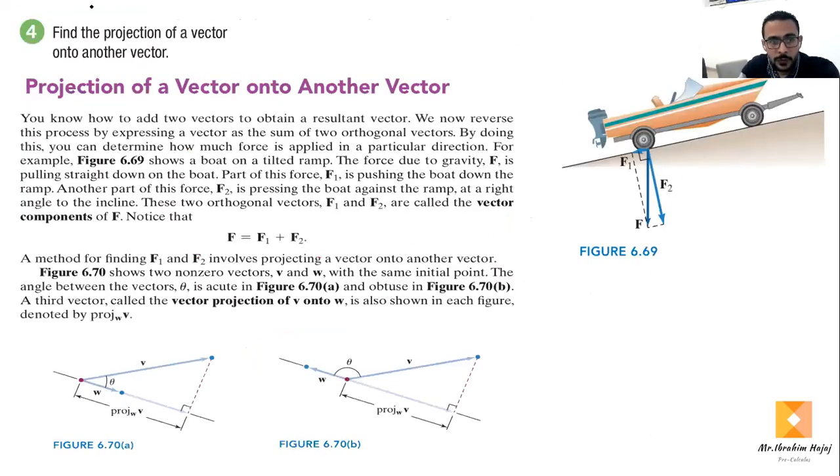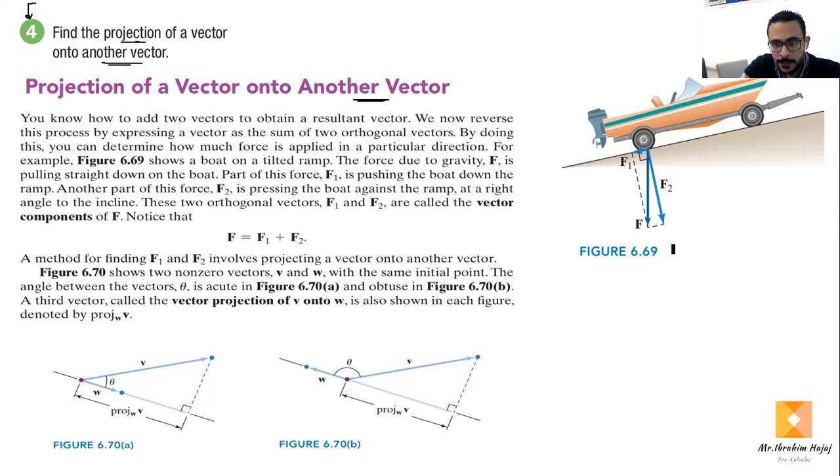Okay, let's move on to objective number 4, which is to find the projection of a vector onto another vector. As you see, guys, we know now how to add vectors to obtain a resultant vector. We know how to reverse this process by expressing a vector as the sum of two orthogonal vectors. By doing this, you can determine how much force is applied in a particular direction.